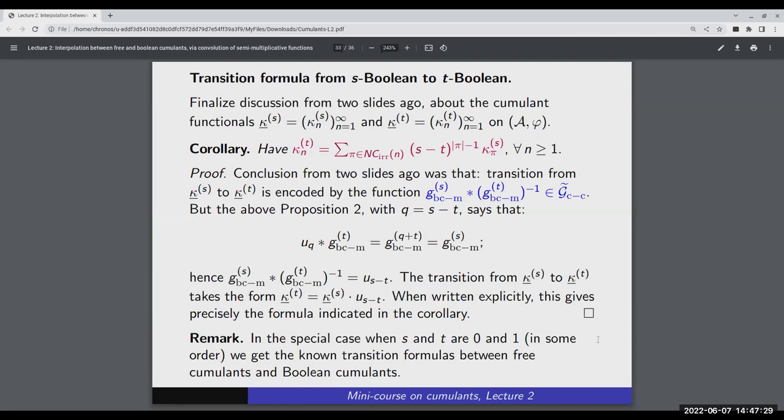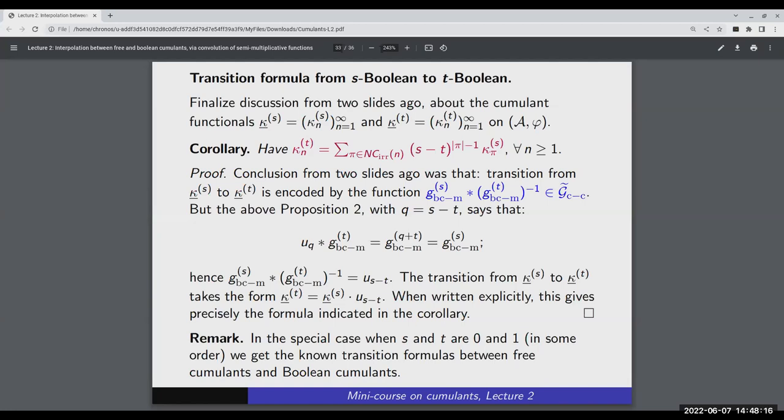to claim that, yes, here there is a sign which looks like doing a proof. What I had found is that the transition function is encoded by this function. But because of what I showed on the preceding slide, this is precisely the U_Q, for Q being S minus T. So then this is the formula that transitions from S to T, and it is written here explicitly.